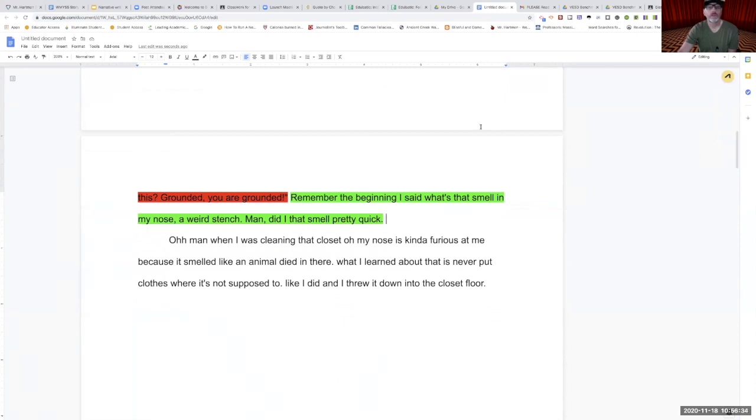Okay, so, oh man, direct address. When I was cleaning that closet, oh, my nose was, because it was kind of furious at me because it smelled like an animal died in there. Well, that sums it up.